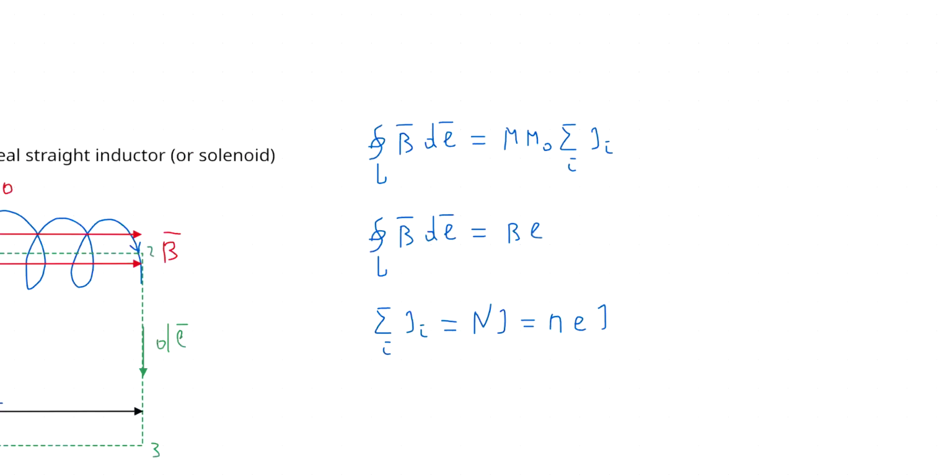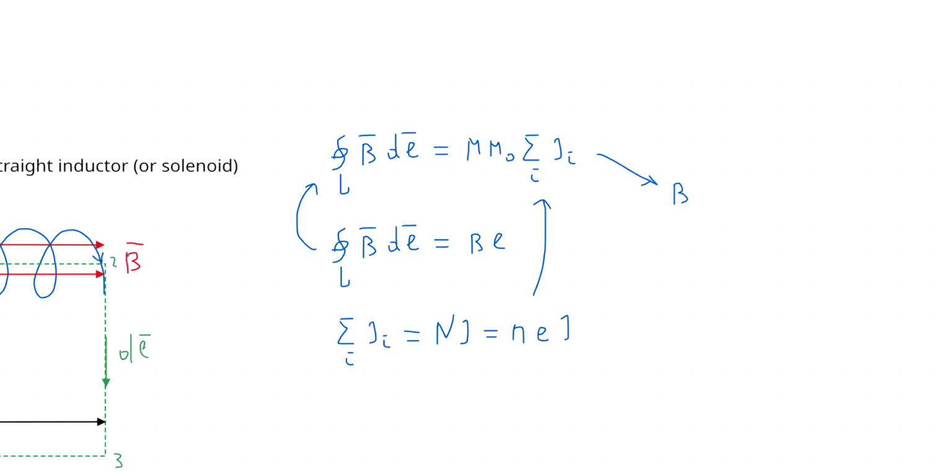Okay, so we have calculated the left and right sides of Ampere's circuital law, and because of this we can say that B L is equal to mu 0 n L I. And from here we have that the magnetic field inside the inductor will be mu 0 n I.